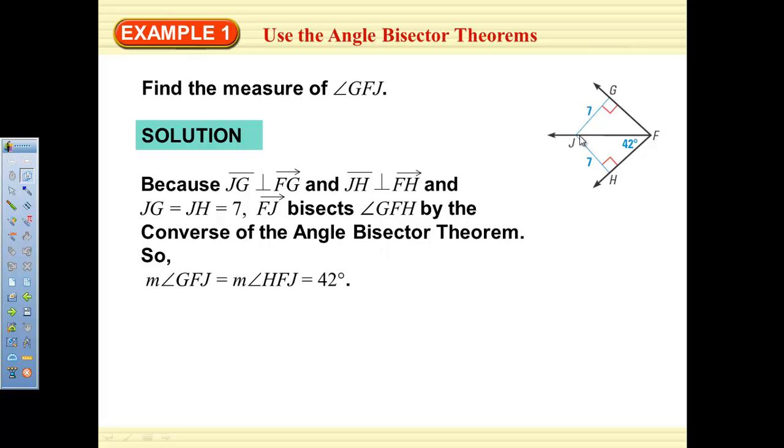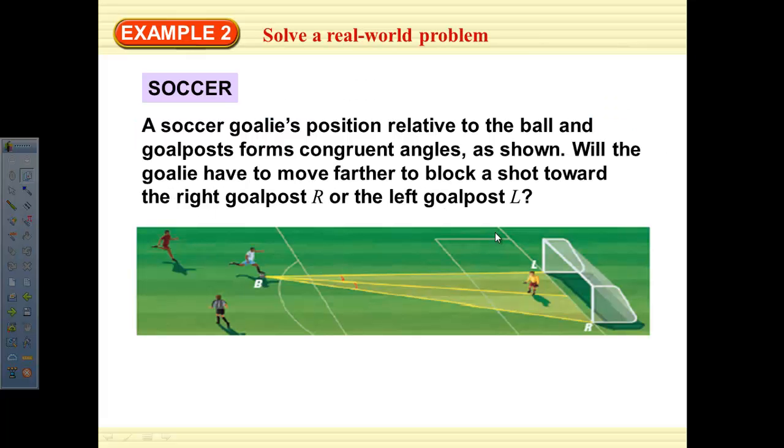Again, JG is perpendicular to ray FG, JH is perpendicular to FH, and we know these two lengths are equal, so we know this bisects it, and it's the converse of the angle bisector theorem, so that we know that these two angles are equal. Here's another one where we know these two angles are going to be equal, and we want to know, will the goalie have to move farther to block a shot towards the right goalpost or the left goalpost?